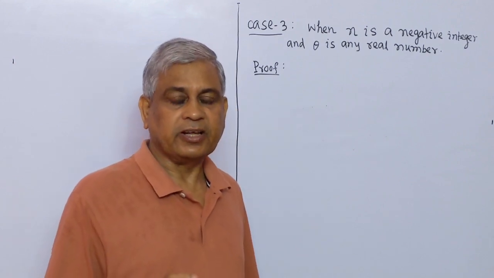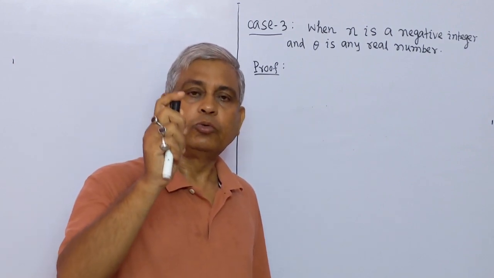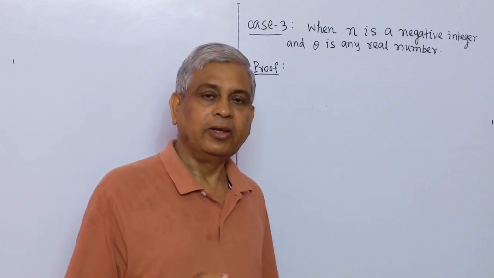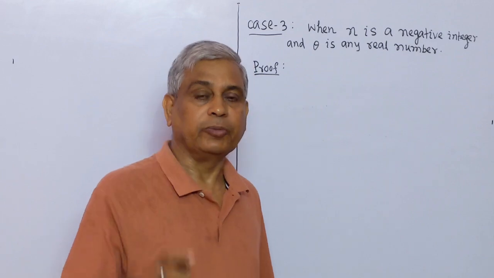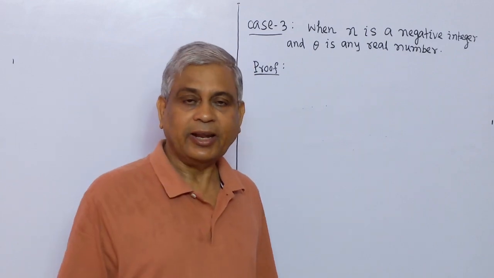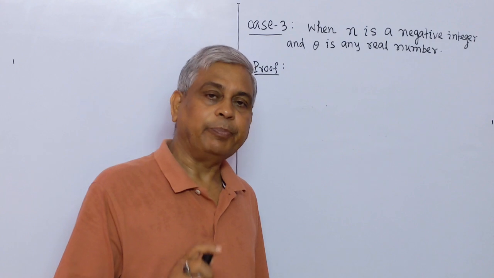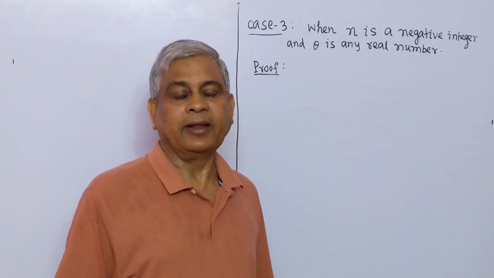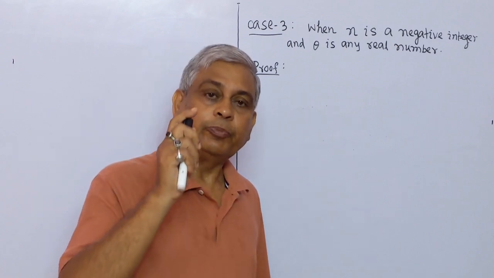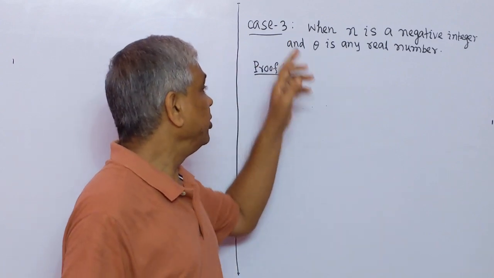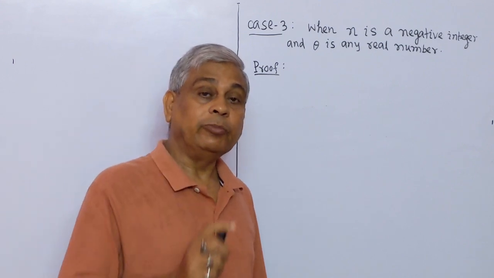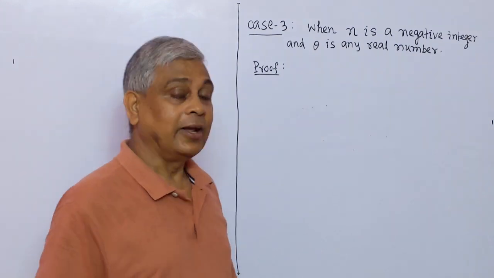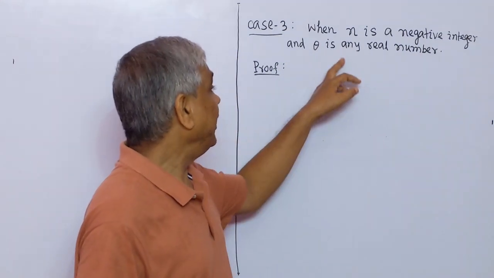In the previous lecture, we have dealt with two cases, case 1 and case 2. In case 1, we have proved de Moivre's theorem for zero integer. In case 2, we have proved de Moivre's theorem for positive integer. Now, we will prove case 3, in which we will prove de Moivre's theorem for n is a negative integer and theta is any real number.